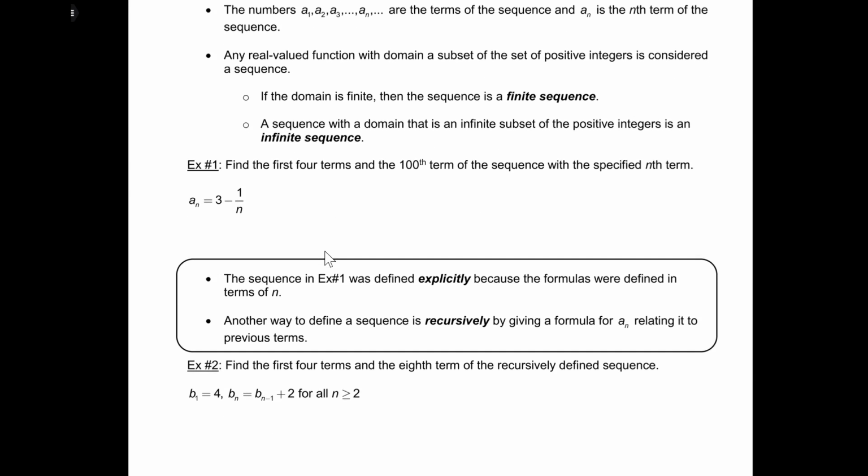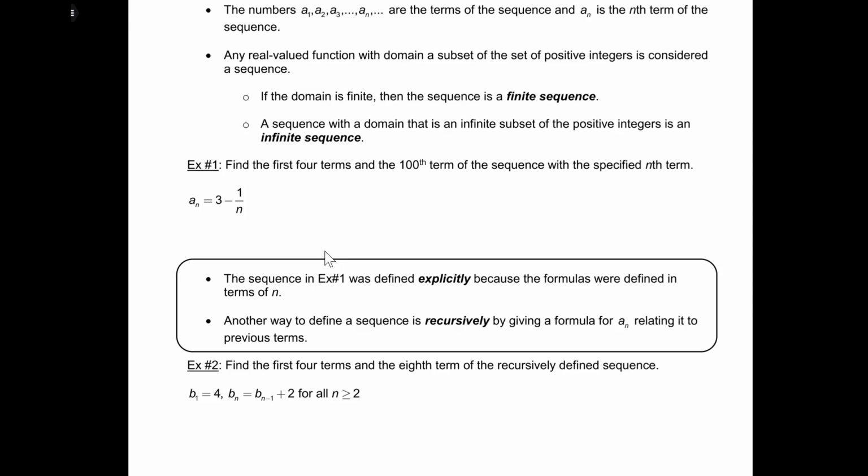Any real valued function with domain a subset of this. Wait, what? What was I trying to say? It's a good puzzle. Any real valued function whose domain is a subset of the set of positive integers is considered a sequence. If the domain is finite, the sequence is a finite sequence. A sequence with a domain that is infinite is an infinite sequence.